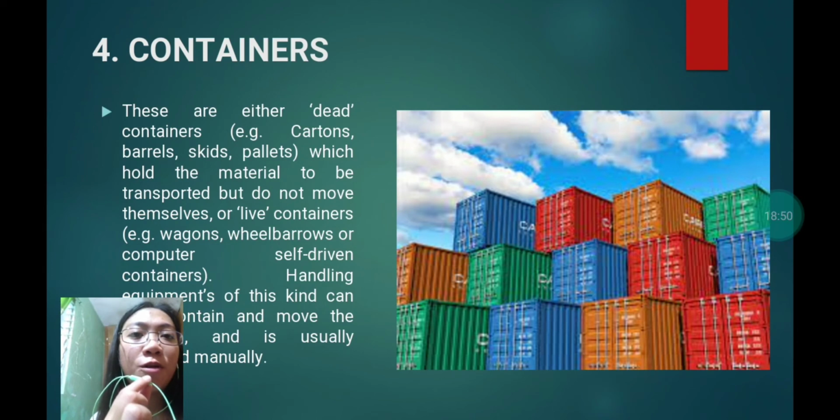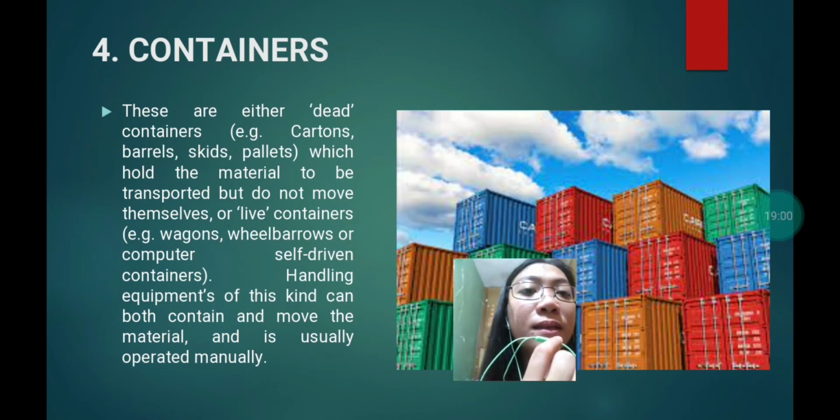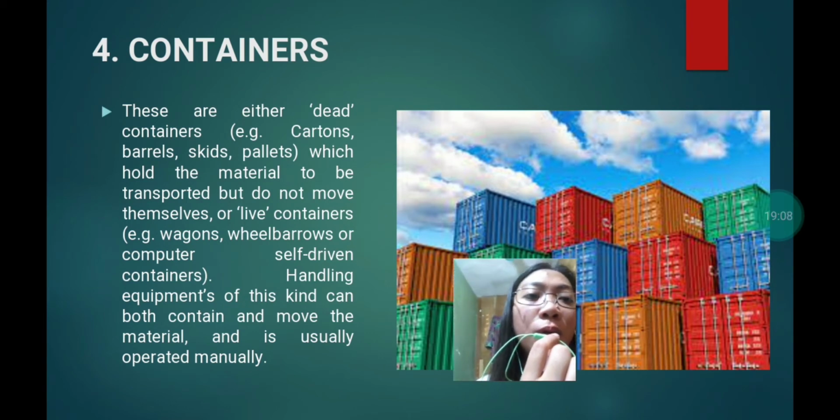We have number 4. So, this is very known to us. Containers. These are either dead containers, example cartoons, barrels, skids, pallets, which hold the material to be transported but do not move themselves, or live containers, example wagons, wheelbarrows, or computers, self-driven containers. Handling equipments of this kind can both contain and move the material and is usually operated manually.